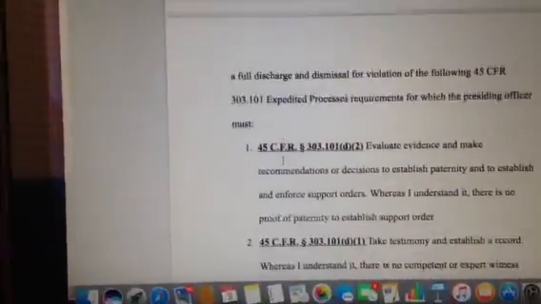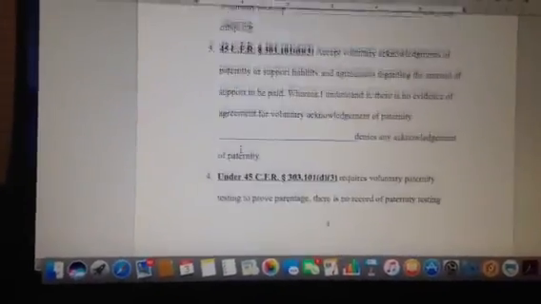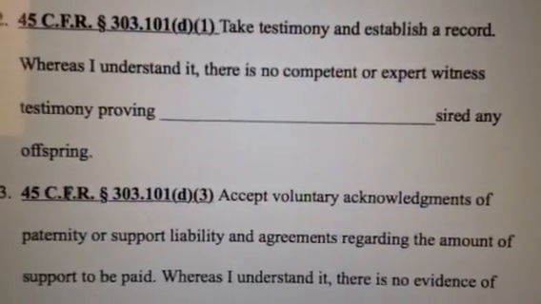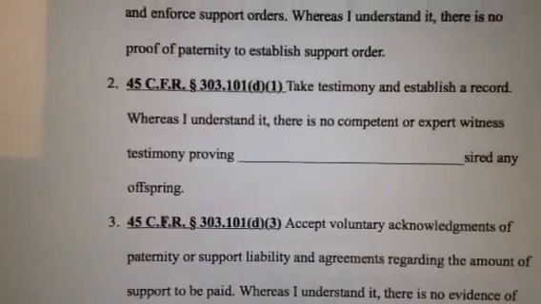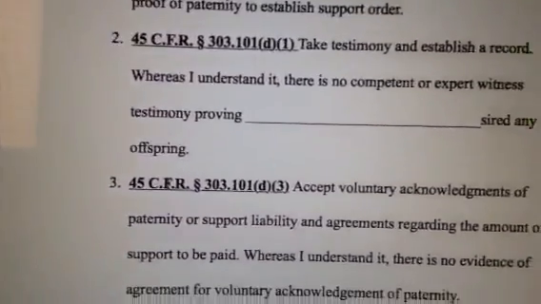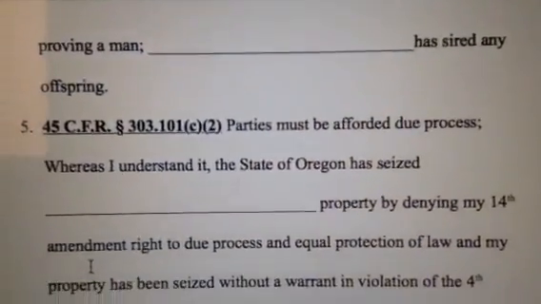So again, did they do all of these things here? Did they provide you this? Do you remember accepting a voluntary acknowledgement of paternity? Did you say, yeah, that's my child? Did you participate in a paternity test? And even if you did, just put it in anyway. Let them prove it. I guarantee you they didn't do half of these things. Parties must be afforded. And here we go.